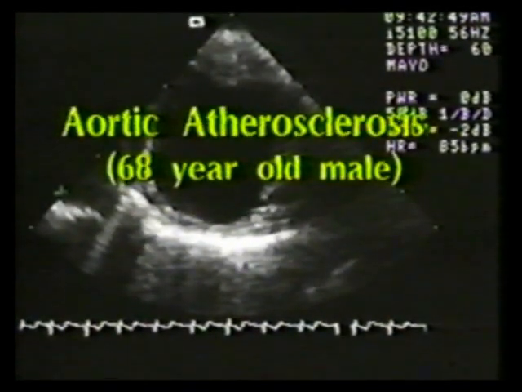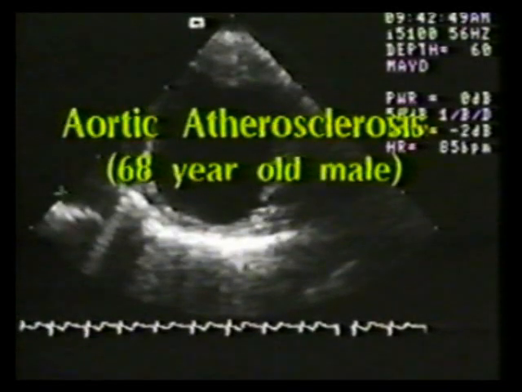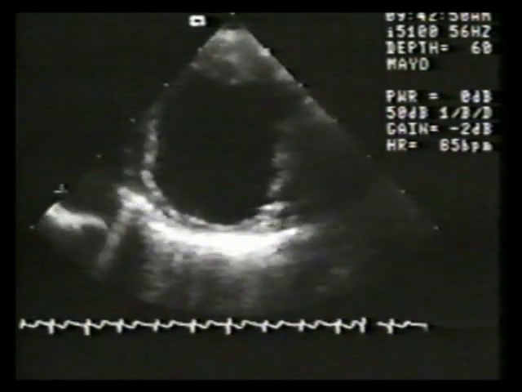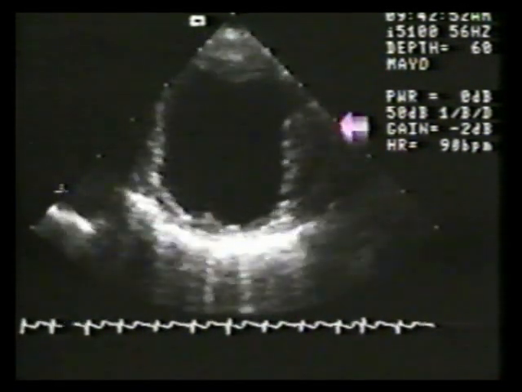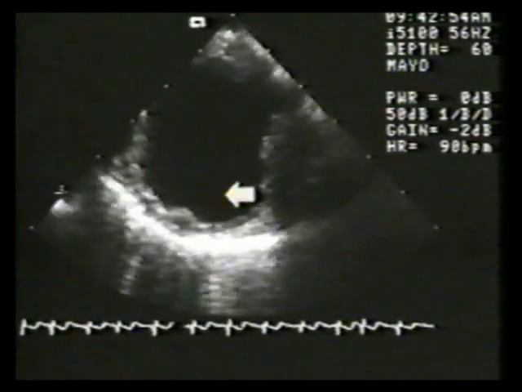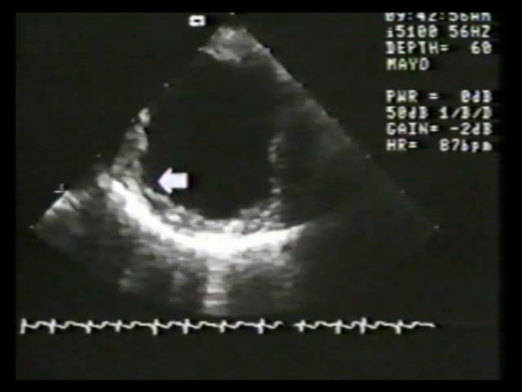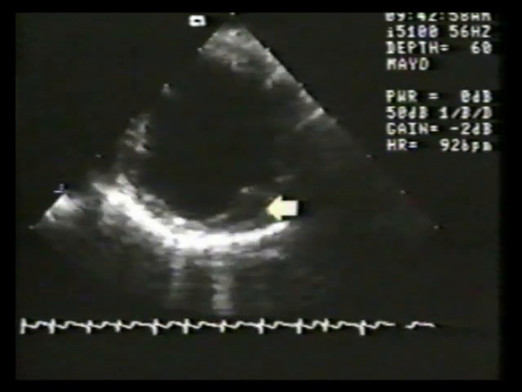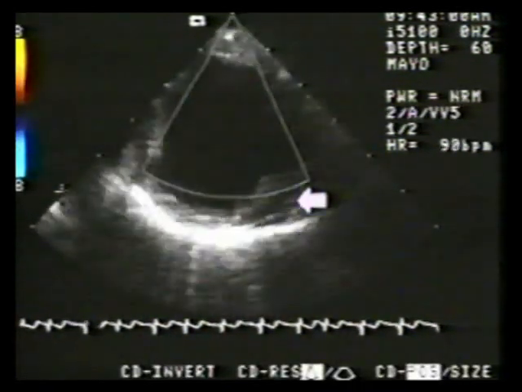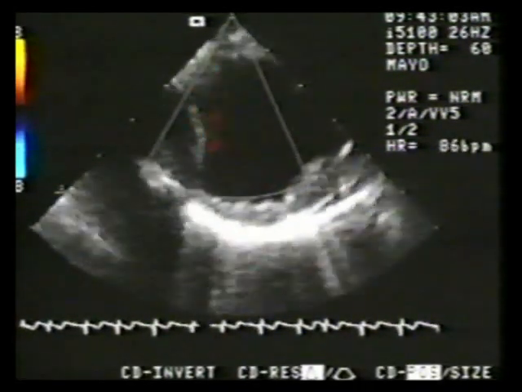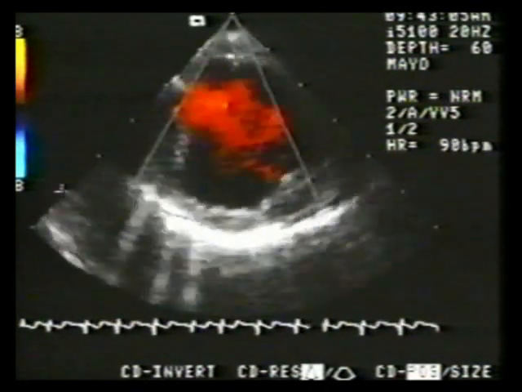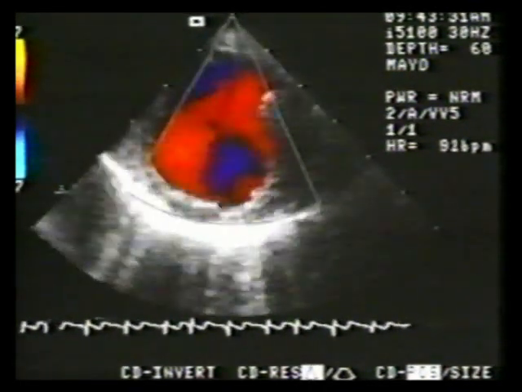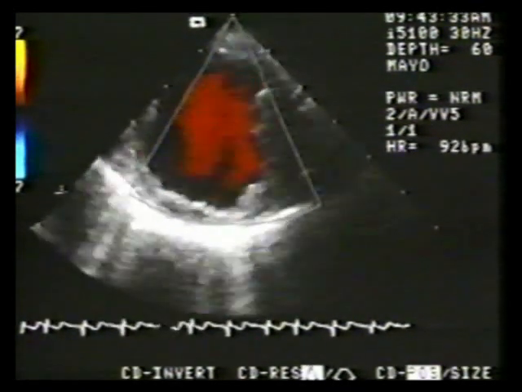In the overall assessment of patients with source of embolism, the thoracic aorta should be assessed for atherosclerosis. This is an example of a patient with severe aortic atherosclerosis. Notice the nodular appearance to the mid-thoracic aorta. Many of these nodules appear to undulate on their surface, consistent with thrombus.